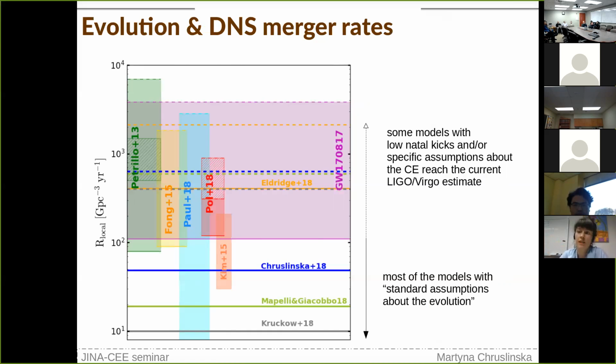So does it mean that this is the correct description of the evolution? Well, not necessarily, because those solutions are degenerate. So people focus mostly on the extreme changes, varying one assumption at a time. But we can also make several more moderate modifications to our assumptions and reach a similar estimate. So it's important to use also other constraints, not only merger rates, to disentangle.